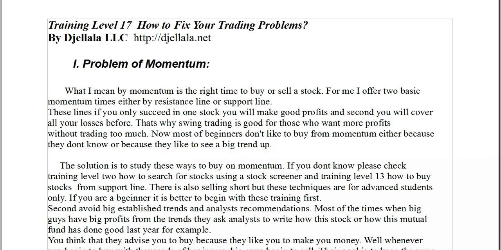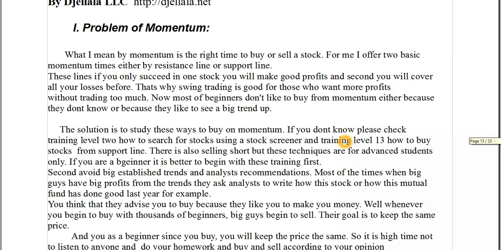Okay? Most of the beginners don't like to buy from momentum, either because they don't know or because they like to see a big trend up. Most of the people buy when the trend has ended, because this is psychological. They want to be with a winner, and if a beginner sees a long trend up, it means a good stock that has gone up too much, he wants to be in that stock. But the problem is he is not with the momentum. The momentum is before. You should buy before, not now. Now is the dead end.